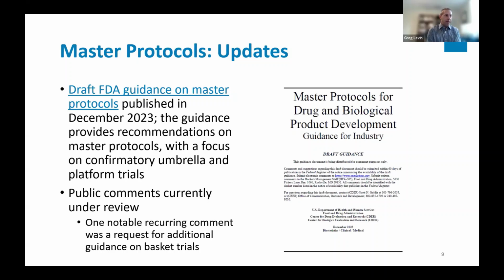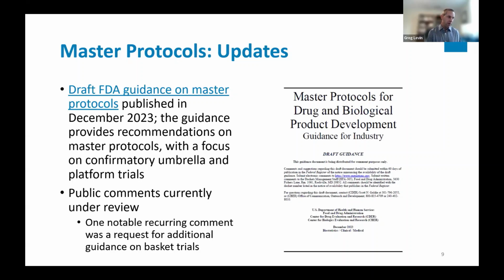Okay, so moving on to master protocols. So FDA published a draft guidance on master protocols in December of 2023. The guidance provides recommendations on master protocols, but the primary focus is really on umbrella and platform trials. So trials evaluating multiple drugs for a single disease with a focus on confirmatory late-stage trials. We did receive many public comments on the draft guidance, and they're currently under review.